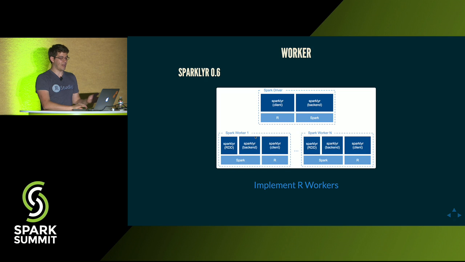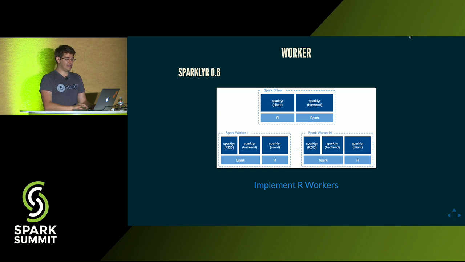So in this diagram, we have 1, 2, n, whatever. And each node has its own copy of the Sparklyr backend. Each worker node starts the R process and runs custom code there. So yes, this covers mostly all the way to what we're currently working on, Sparklyr 0.6, which hasn't been released.